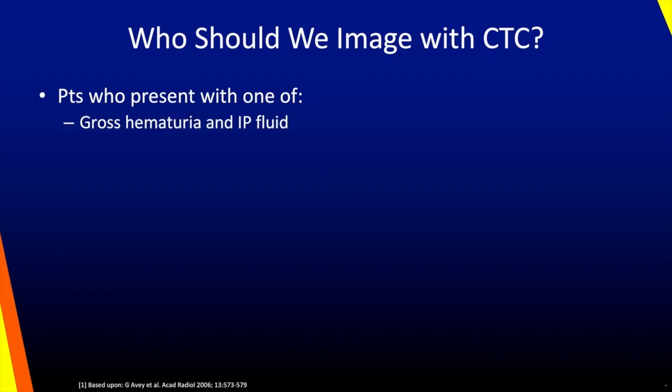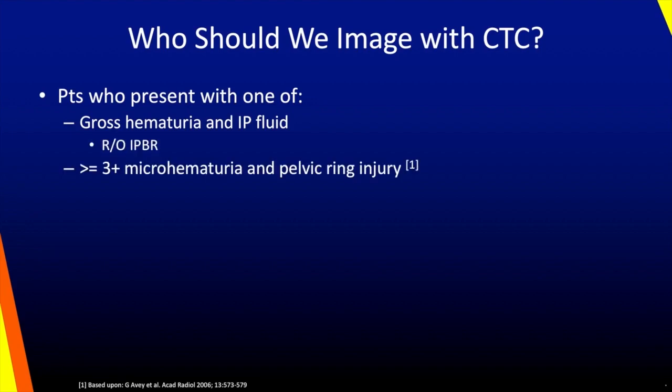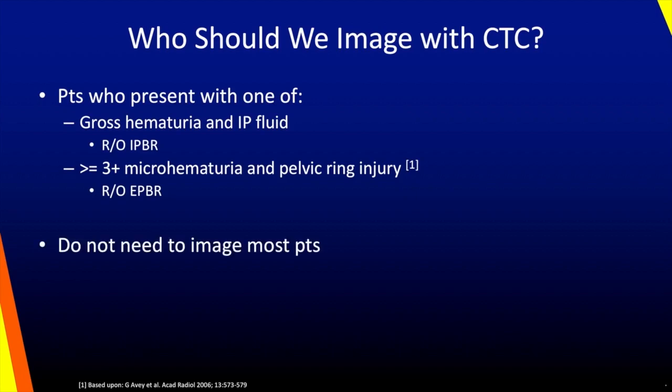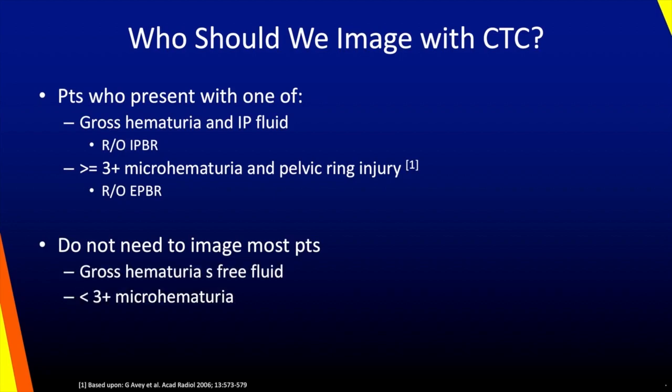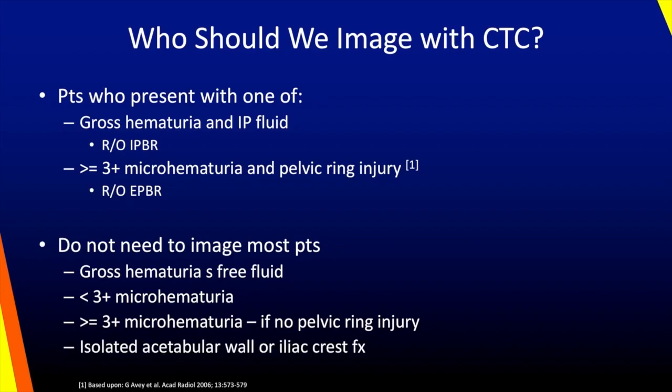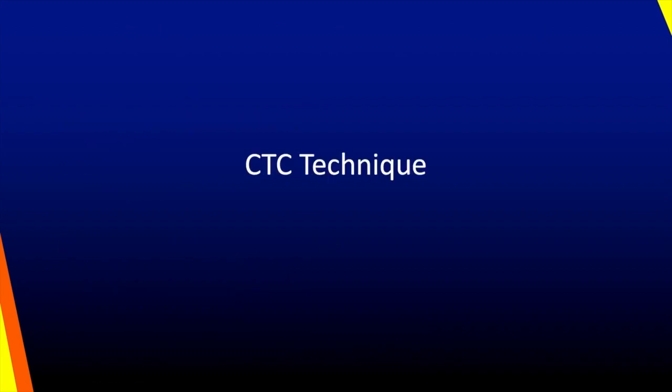Patients who present with one of the following: gross hematuria and intraperitoneal fluid to rule out an intraperitoneal bladder rupture, or patients with 3+ or greater microhematuria and a pelvic ring injury to rule out an extraperitoneal bladder rupture. So we do not need to image most patients, including those with gross hematuria but without free fluid, less than 3+ microhematuria, more than 3+ microhematuria if there's no pelvic ring injury, or isolated acetabular wall or iliac crest fractures.